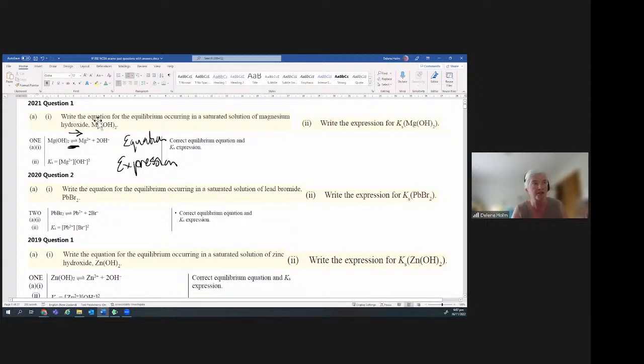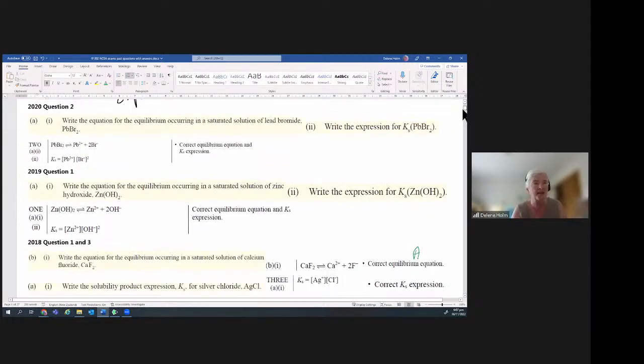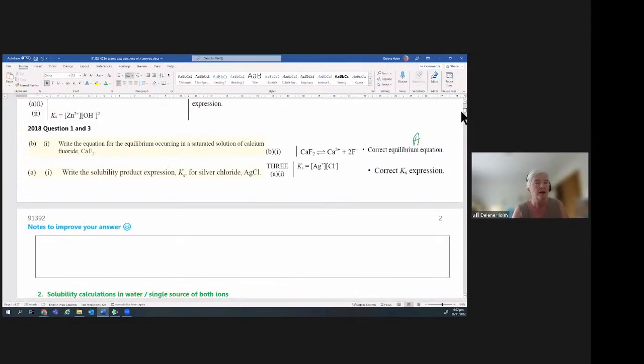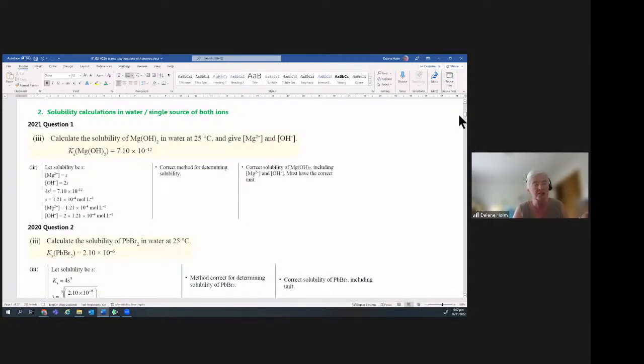Just make sure that everything is balanced, and you have to get both correct. You'll notice it's always both this and the KS expression. So that's straightforward achieve to get you going with a nice easy question. The next one that normally always follows is also an achieved, and it can go to a merit question depending on if they give you a little bit extra in there.